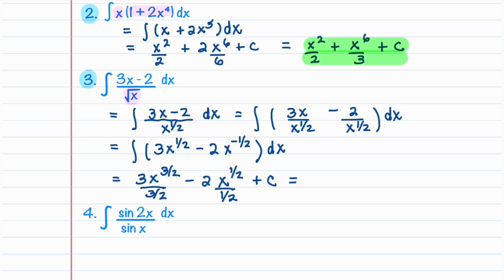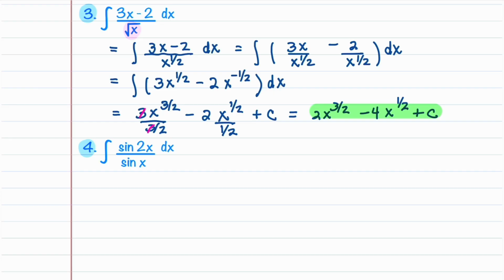Now let's go ahead and simplify this. In our first term, our 3's are going to cancel. And we just have a 1/2 in the denominator, so we can bring that up and write it as 2x to the 3/2. And then we'll bring the other 1/2 up and multiply by 2. So 2 times 2 is 4. So we have minus 4x to the 1/2 plus c. And there's our answer. The last indefinite integral that we're going to do involves a sine function.